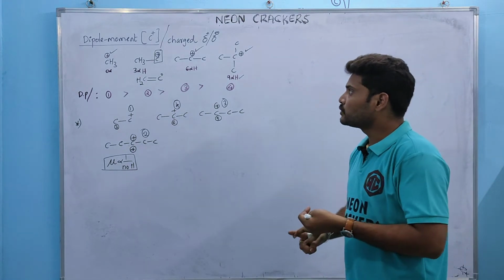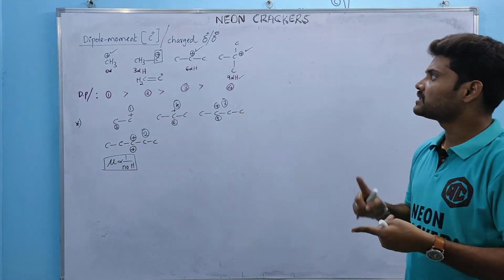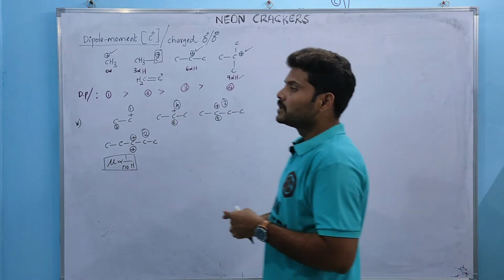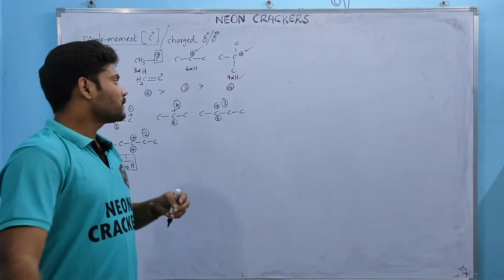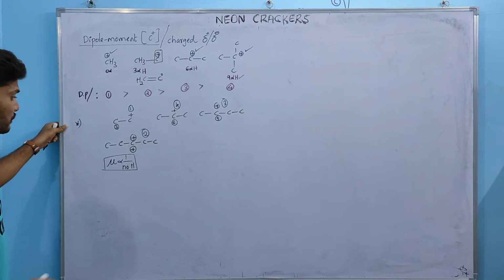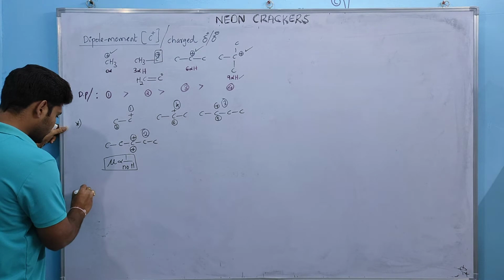Next one, heat of hydrogenation. Next, stability of alkene, stability of carbocation, stability of carbon radical. Next, heat of combustion, that we will discuss later. And one more factor is there, note.